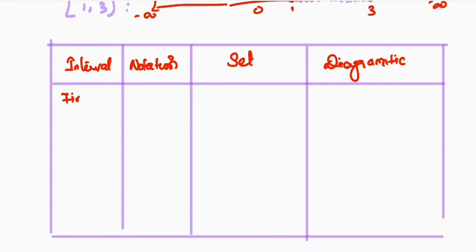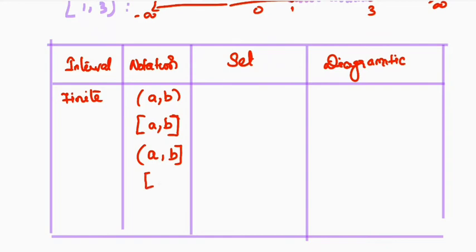Okay, so first we'll go for finite interval. The finite interval you will have 4 types. One is the open interval (a, b), and the closed interval [a, b], and one side open and one side closed. So the 4 types of interval you will have. Here I have taken a, b as real numbers and a is less than b. Okay, a is smaller than b. Okay, it's an open interval.